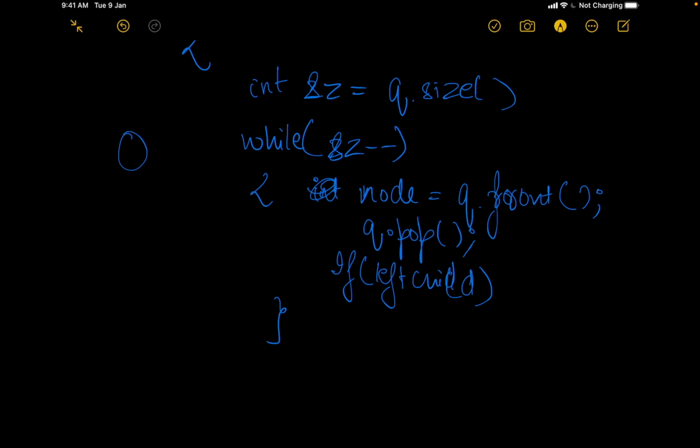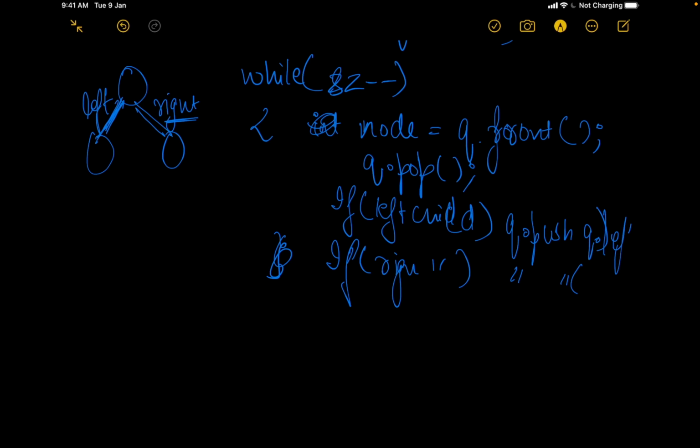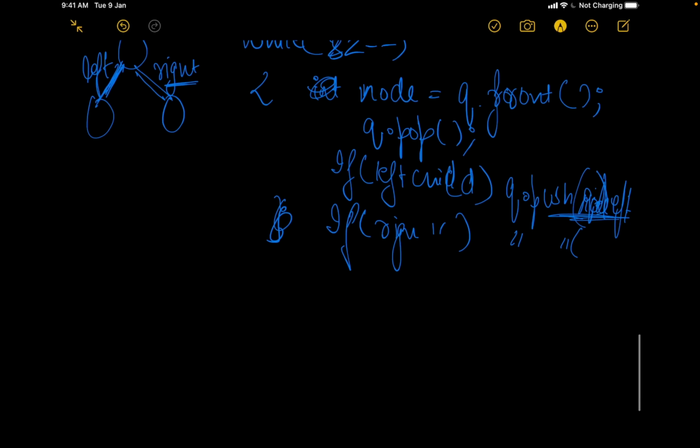A left child for a node means that since we were talking of binary trees, it can have at max 2 children. The child that is attached to the left is called the left child. The child that is attached to the right is called the right child. If it has a left child, then we'll push it onto the queue. If it has a right child, we'll push that onto the queue. So queue dot push node dot left. Sorry for messing this up, but you got the idea, I guess.